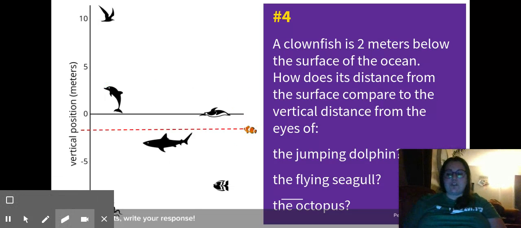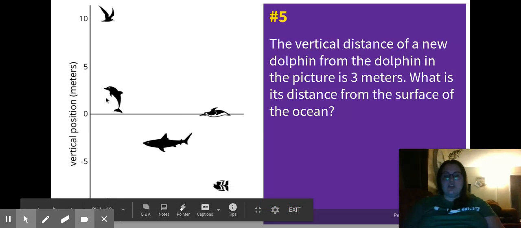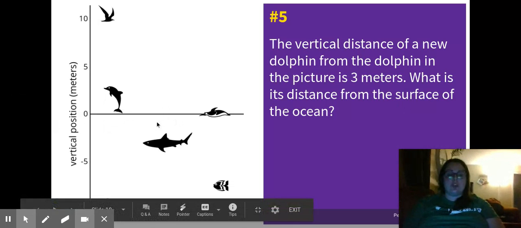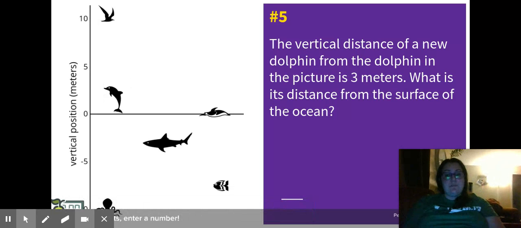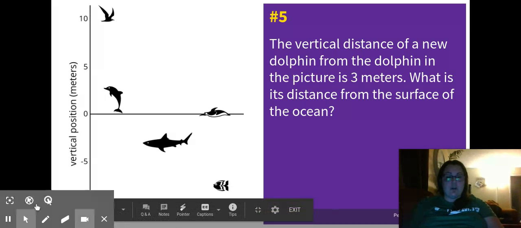The final question has to do with you thinking about where the dolphin is placed. So we know the dolphin is placed at 3 meters right now. Okay, so we know that for a fact. I want to know if this guy is at 3 meters and there's another dolphin that's 3 meters away, what is the possible distance from the ocean it is? So think about it. There are two possible answers here because he could be 3 above or he could be 3 below. So use that thought to answer and write in your question.